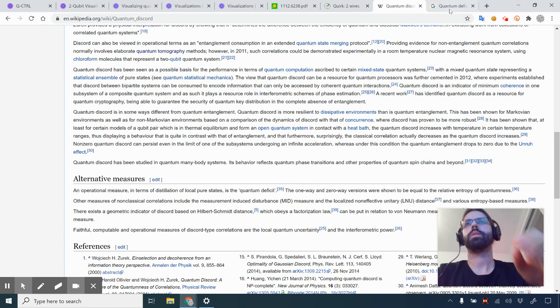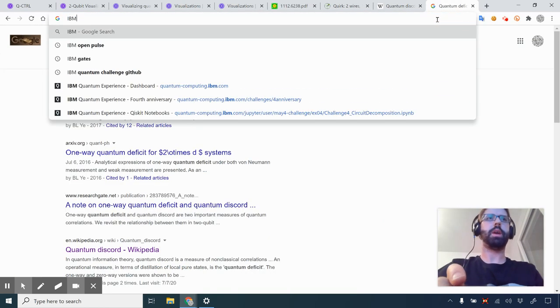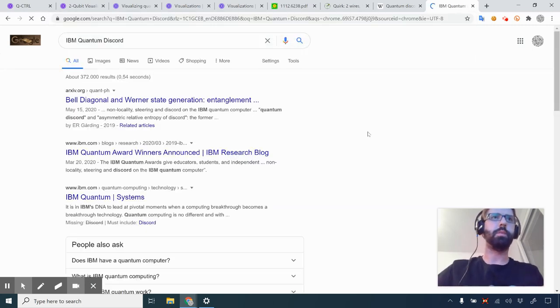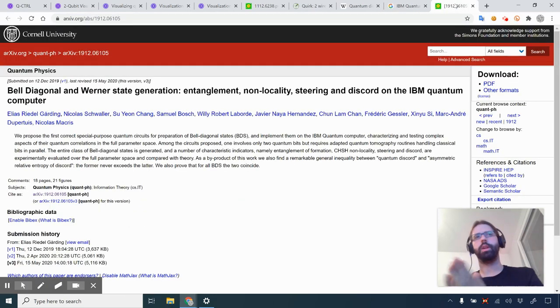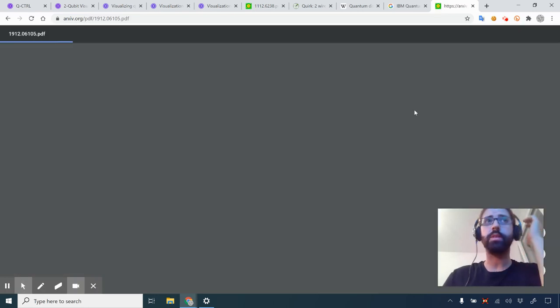Quantum discord. What if I just search, I don't know, IBM? Quantum discord. Is there something there? Steering and discord in IBM quantum computer. Okay, so there's actually something done on an IBM machine with discord. Bell diagonal and Werner state generation, entanglement, non-locality, steering, and discord on the IBM quantum computer. Should probably save these.